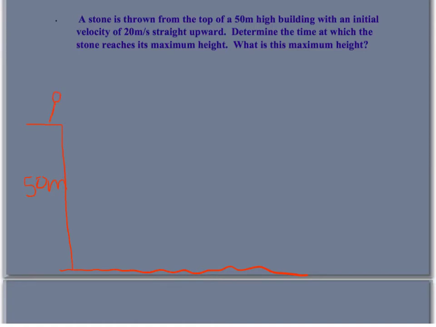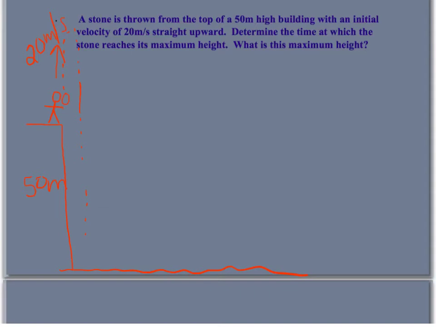And here's maybe some little guy that's standing at the top of this. He has this ball, throws it straight up in the air. It's going to go up, it's going to come back down, and eventually come down to the ground. This stone is going to be thrown in the upward direction at 20 meters per second initially. And we're going to start by determining the time at which the stone will reach its maximum height.